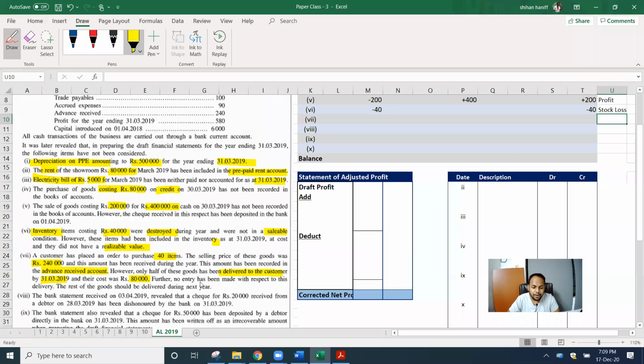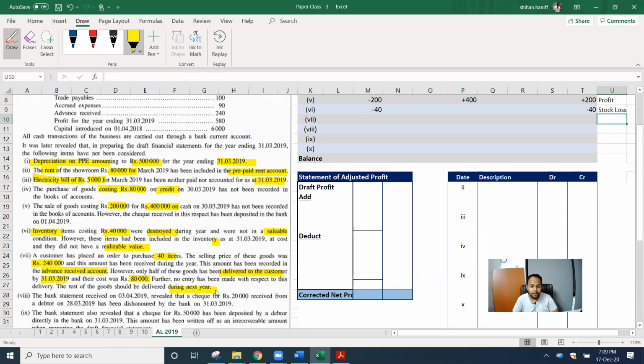Further, no entry has been made with respect of this delivery. The rest of the goods should be delivered during the year. So this is a part of the standard revenue recognition. And when do you recognize the revenue? When the major part of the business has been completed, then only you recognize it as an income, as a revenue.